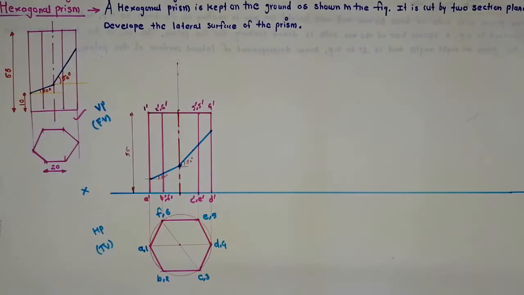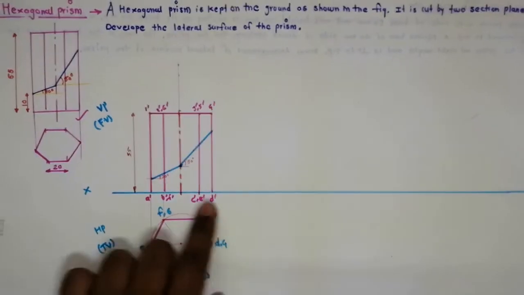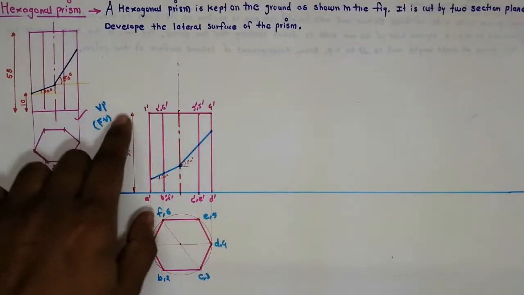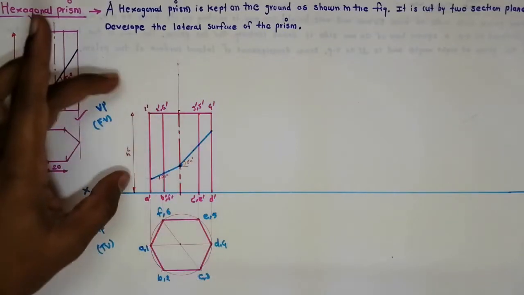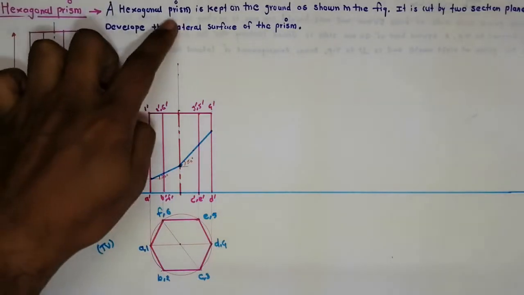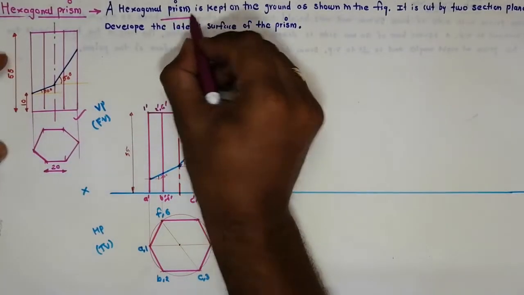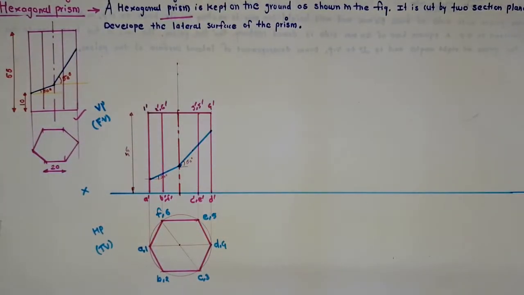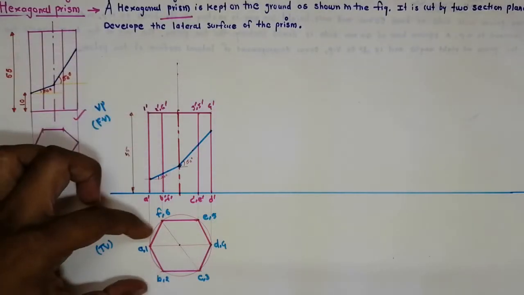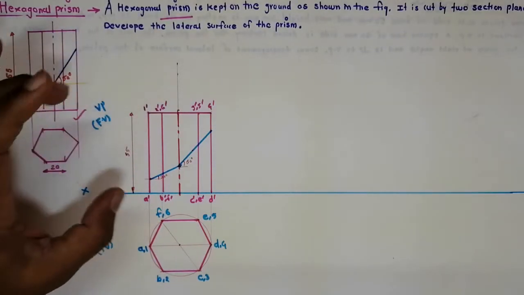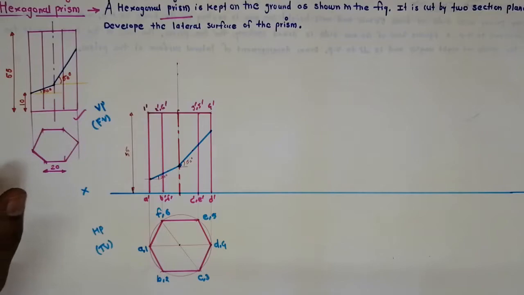Okay, so we have named it twice. So the bottom base is A, B, C, D, E, F, and the top base is 1 to 6. Because it is a prism, we have to name it twice. Always remember, whenever there is a prism, we have to name it twice. Okay, so we have completed the front view and the top view of the hexagon. Okay, now the basic development.